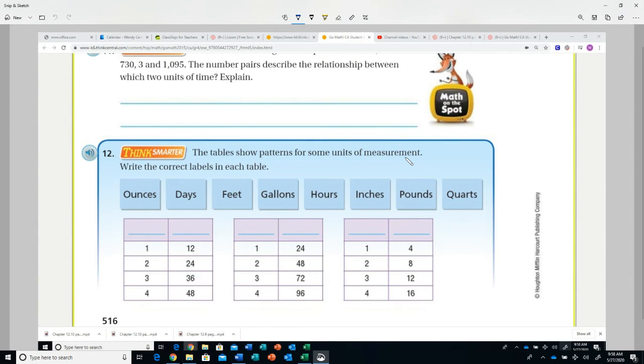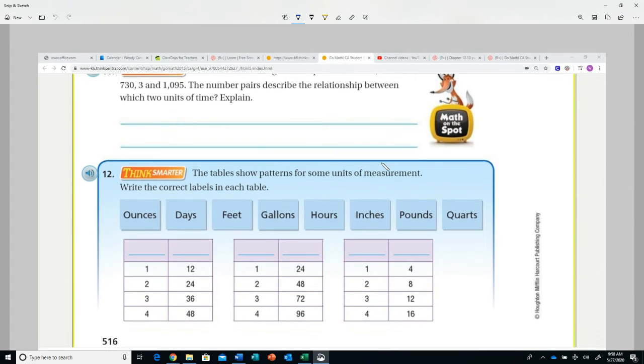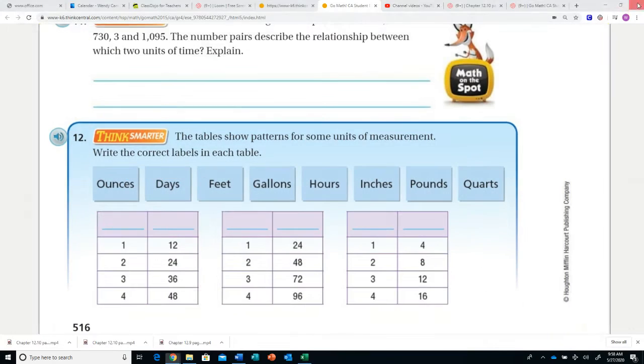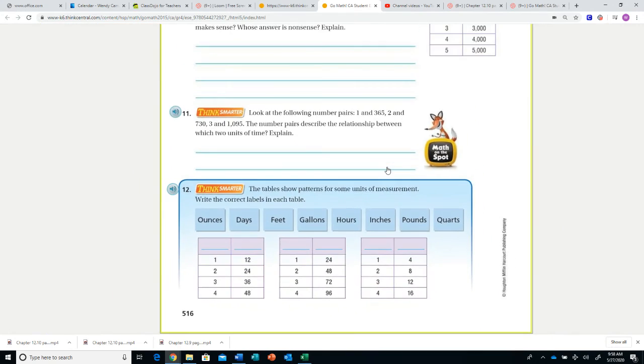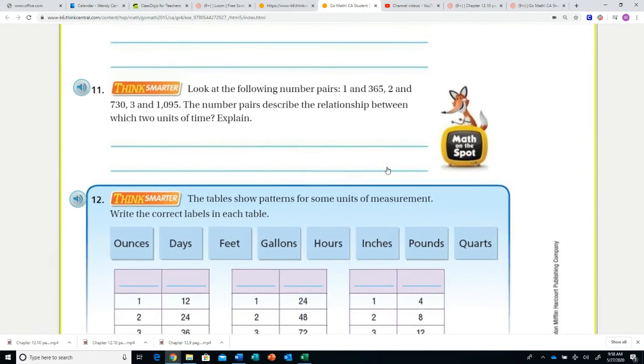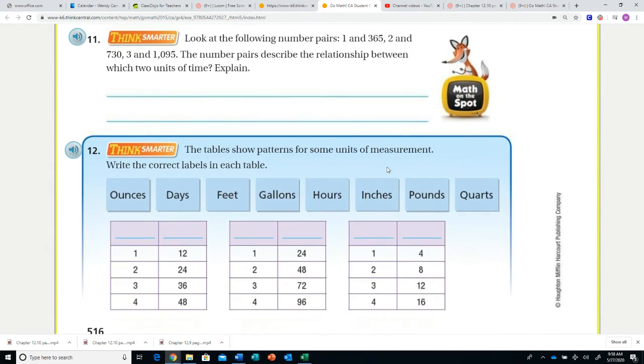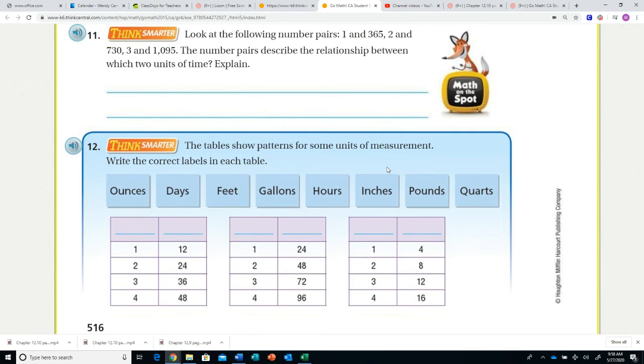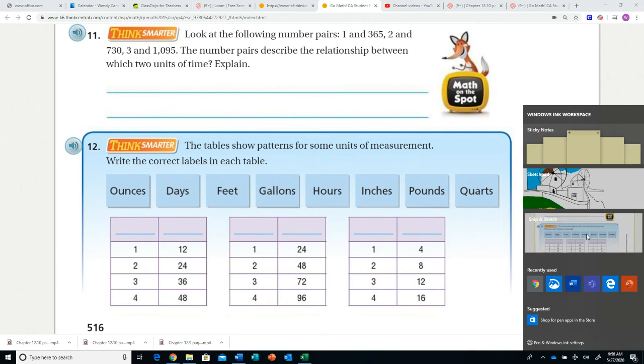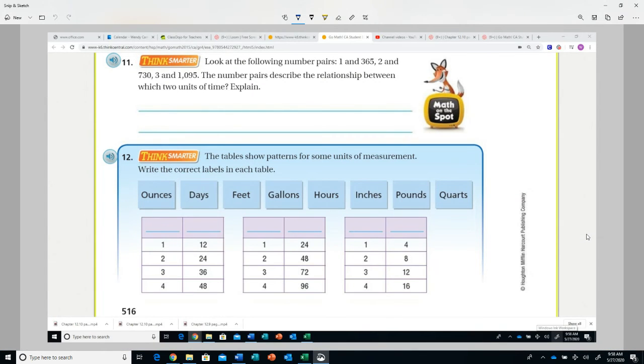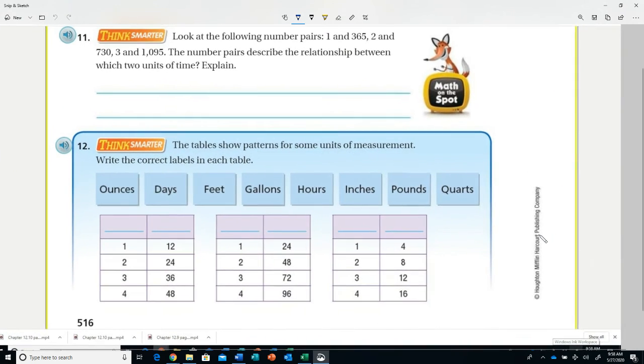Oh, I am missing something here. Hang on. I'm going to have to redo that. Yeah. Look at the following number pairs. 1 and 365, 2 and 730, and 3 and 1095. The number pairs describe the relationship between which 2 units of time?